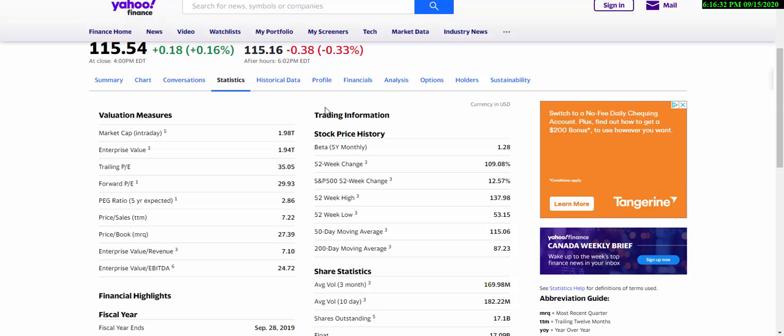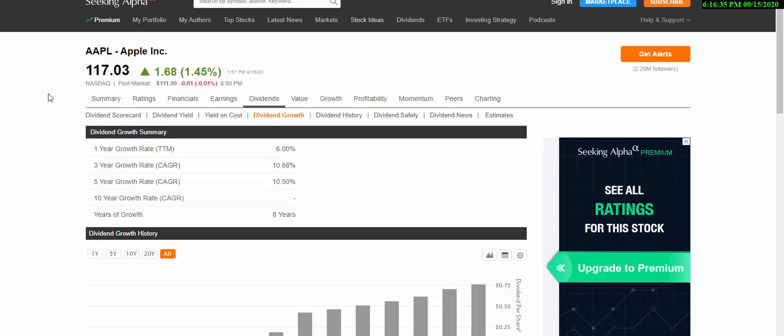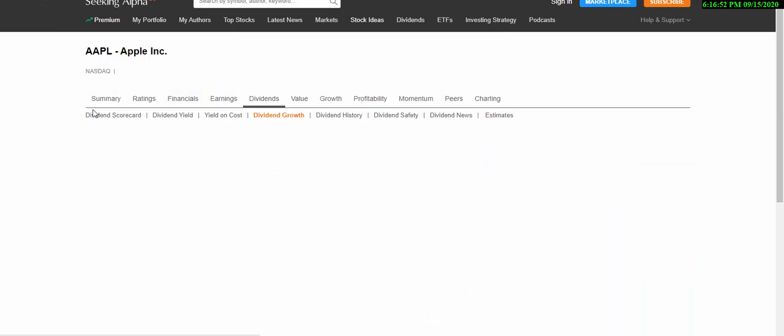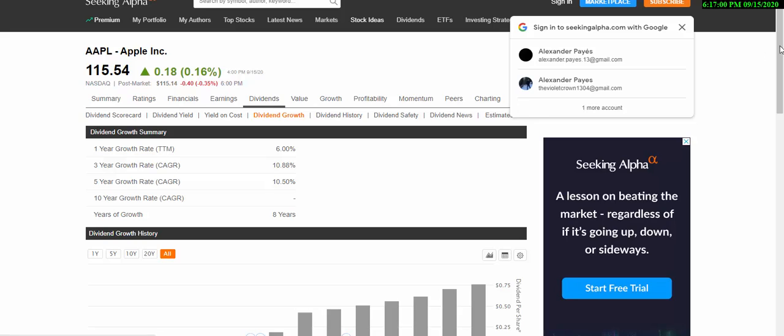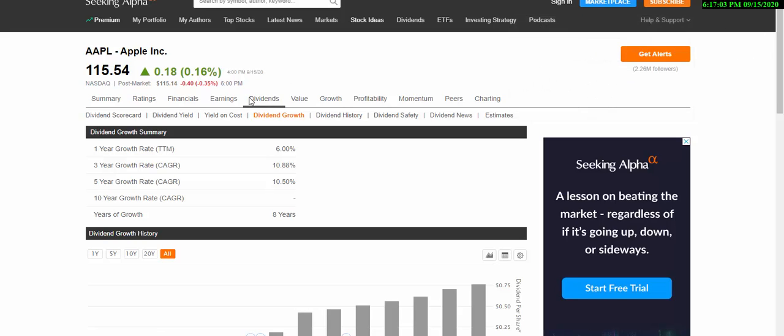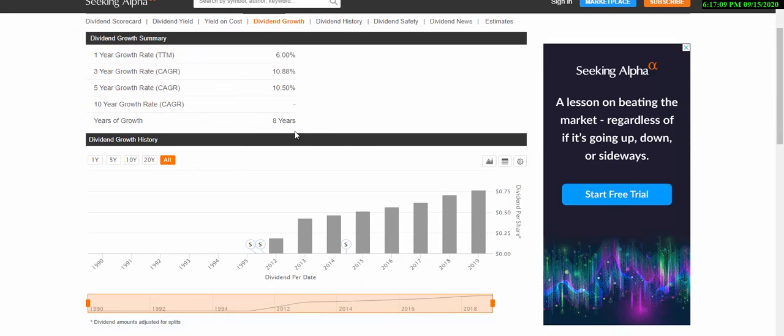So now we are going to go to this other website, which is Seeking Alpha, to look for more information about the dividends. And again, we can type in the name of the company, we select the value, and this is not a real price because I didn't refresh the page, but you can see here now it's showing us the right value. And so we go here to dividends and dividend growth. It's going to show us the growth or the behavior of the dividend.